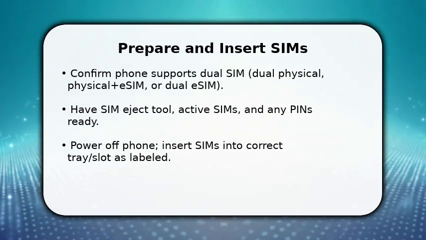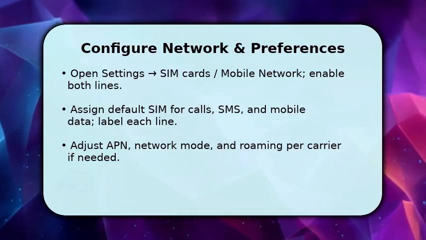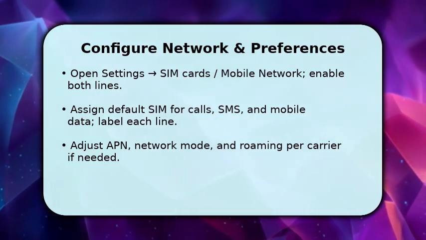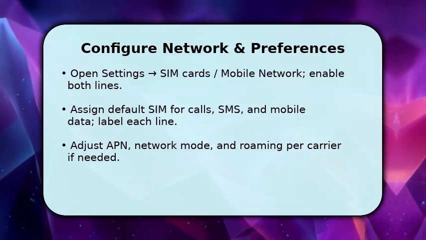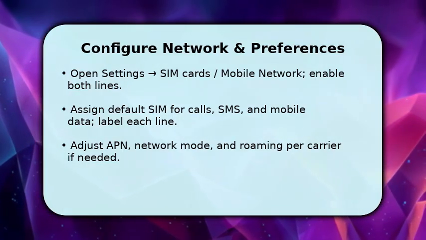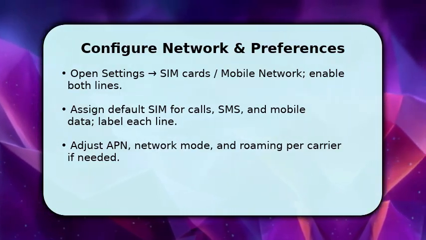You now configure how each SIM behaves. Go to Settings, find SIM or Mobile Network and enable both lines. Assign defaults for calls, messages, and mobile data. Choose which SIM handles primary data to control costs. Once done, label each line so you can tell them apart in the dialer.